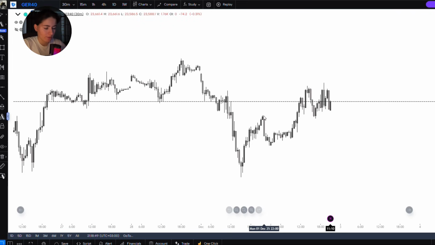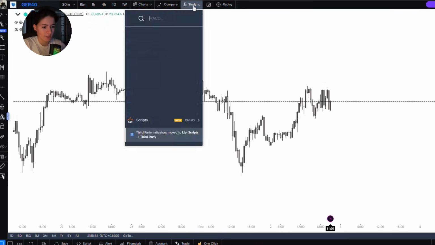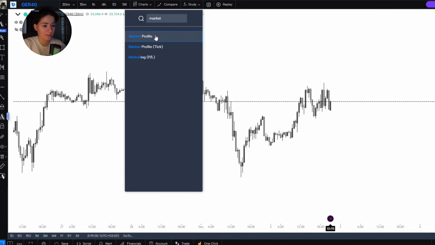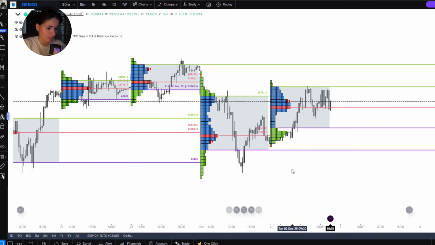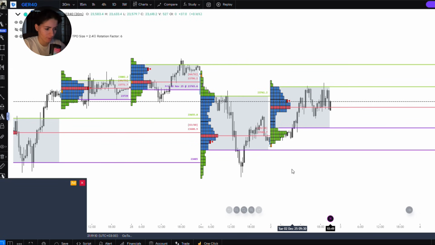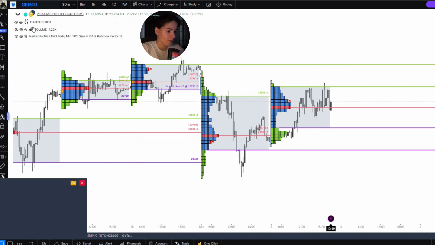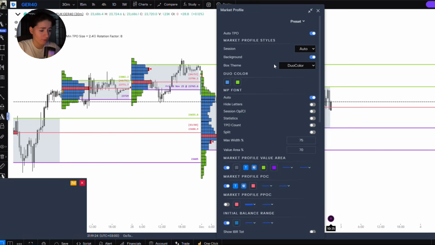So, how to add market profile on the chart? At the top there is an indicator tab called Study. We click on it, write market profile in the search bar, and click. After that, we have a market profile on the chart. First of all, let's set it up so there is no confusion and it's much easier to use. You can click on the market profile twice to open the settings, or in the left upper corner you can click the gear.